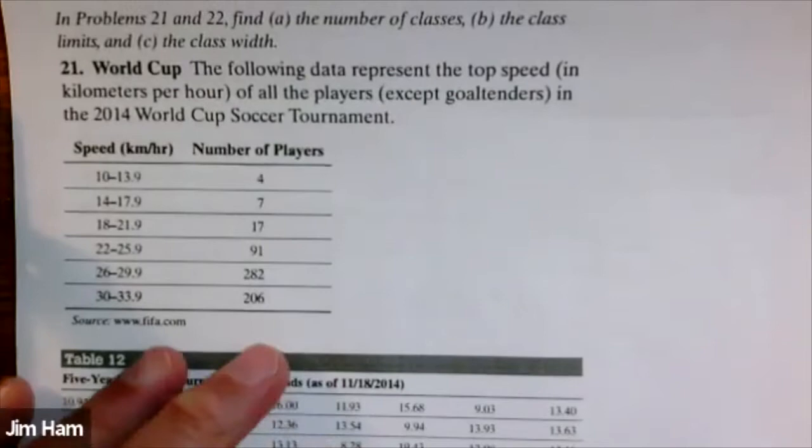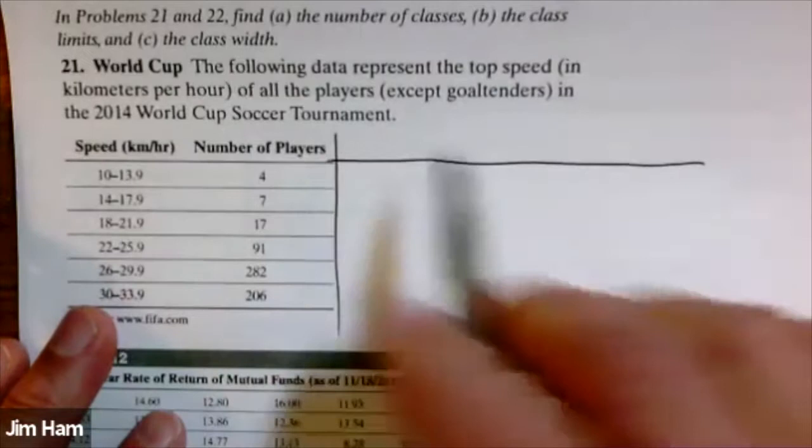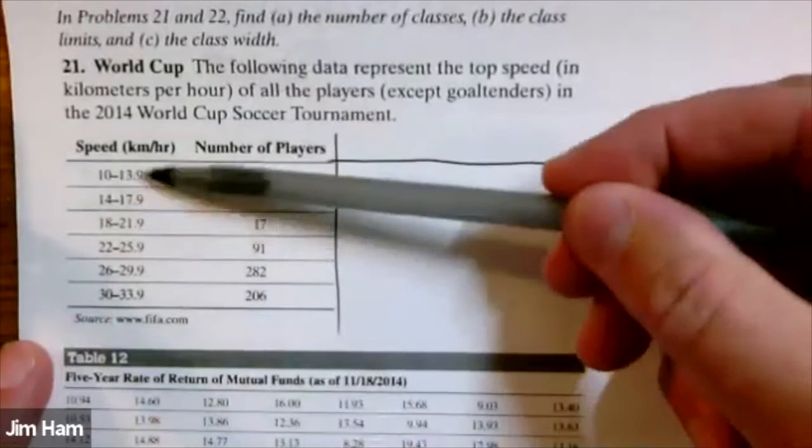Okay, I think online you're going to have a little table you have to fill in here. It says the number of classes, A, that's not too bad, 1, 2, 3, 4, 5, 6.